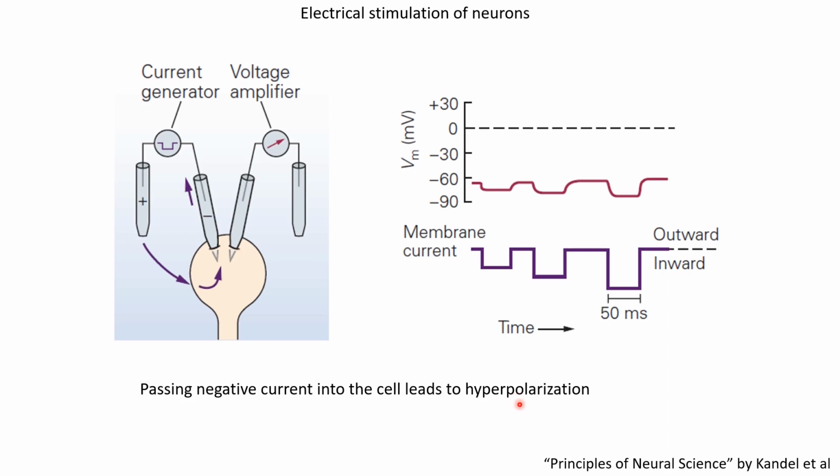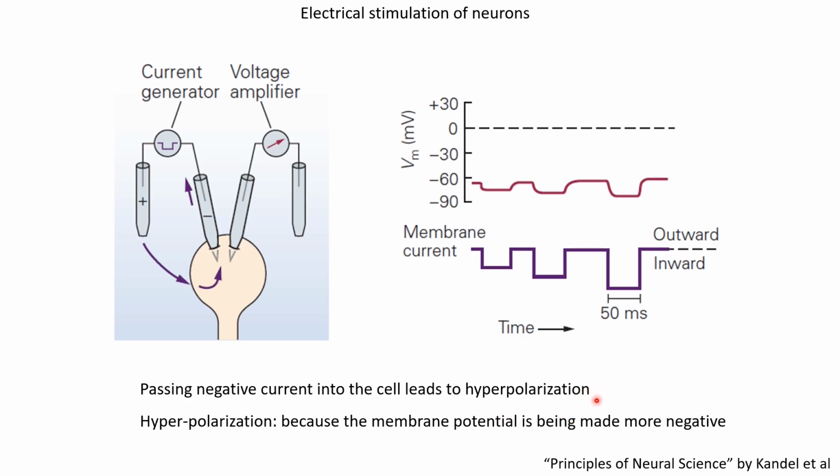So the part of polarization here refers to the fact that the membrane is already negatively charged. So the membrane is not at 0, but it is at a negative voltage. So we say that the membrane is polarized. And when it becomes even more negative, it is becoming even more polarized. That's why we call it hyperpolarized.